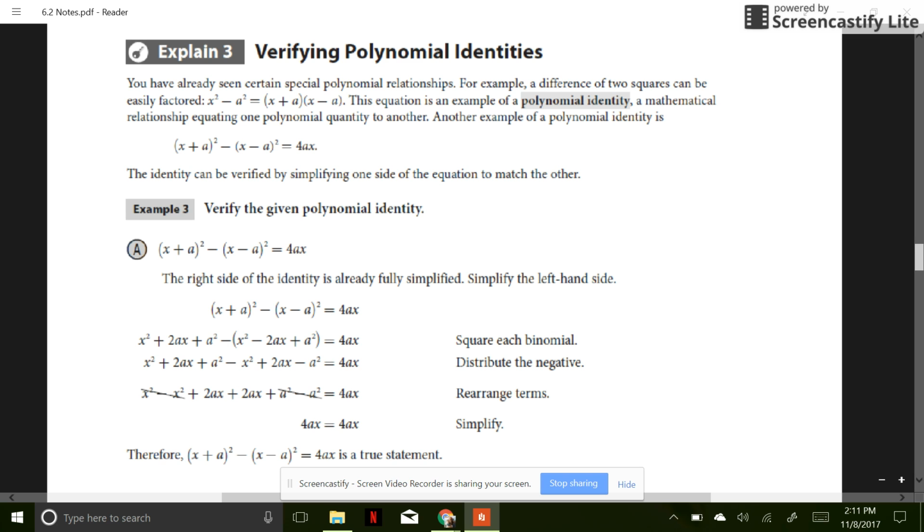So we're going to continue here. We're going to verify some polynomial identities. So essentially what we're going to do is verify an identity by simplifying one side of the equation to match the other. So you take the bigger side, you expand it until you can simplify it to match the smaller side.